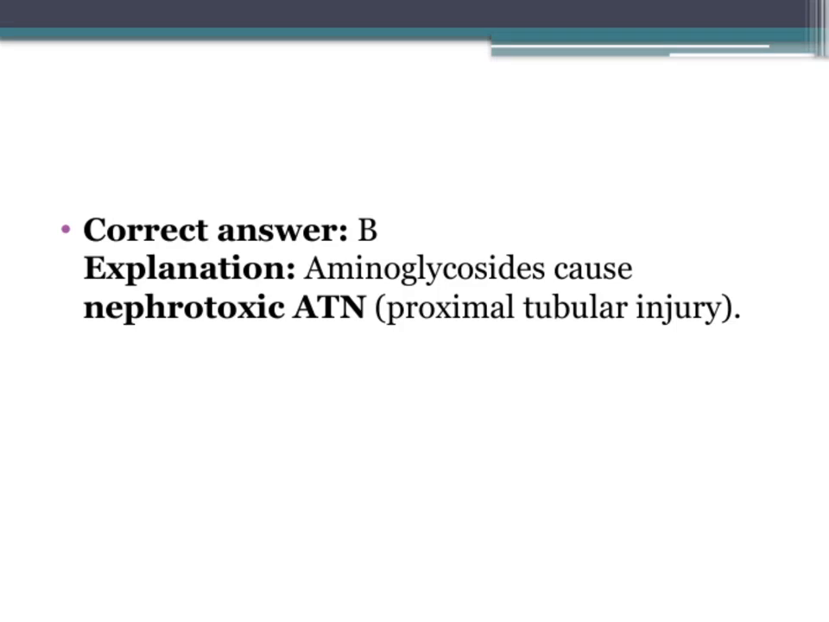Aminoglycosides, which are a class of antibiotics, are known to cause nephrotoxicity. Specifically, they can lead to acute tubular necrosis, or ATN, which is a type of kidney injury. This injury primarily affects the proximal tubules, the part of the nephron responsible for reabsorbing nutrients and electrolytes. So, when we see a patient on aminoglycosides presenting with kidney issues, we should think about this potential toxic effect. Recognizing this helps us make better clinical decisions and monitor for early signs of nephrotoxicity. This connection between the drug and its adverse effect is essential in understanding drug safety and patient care.